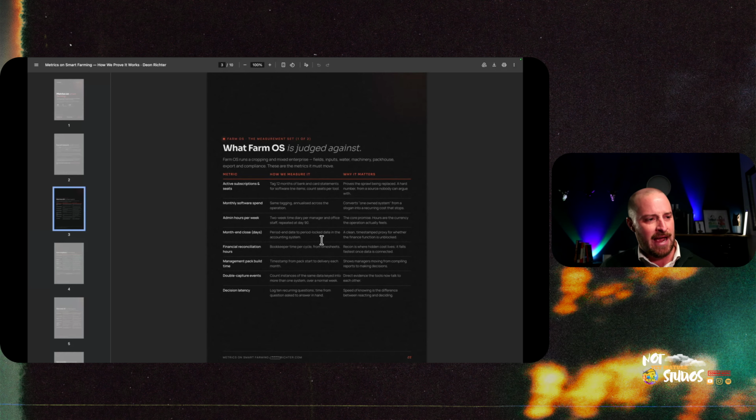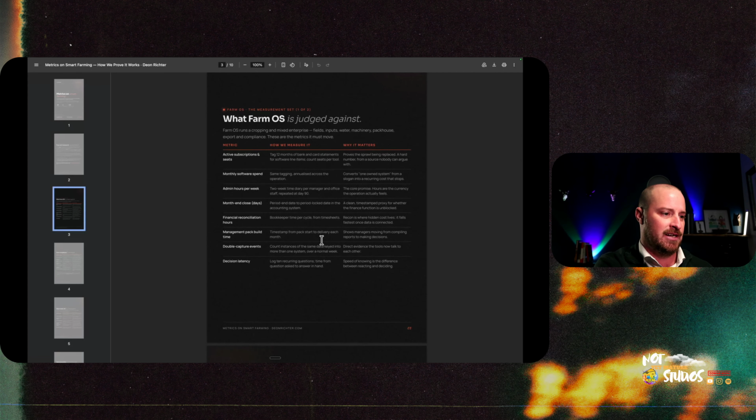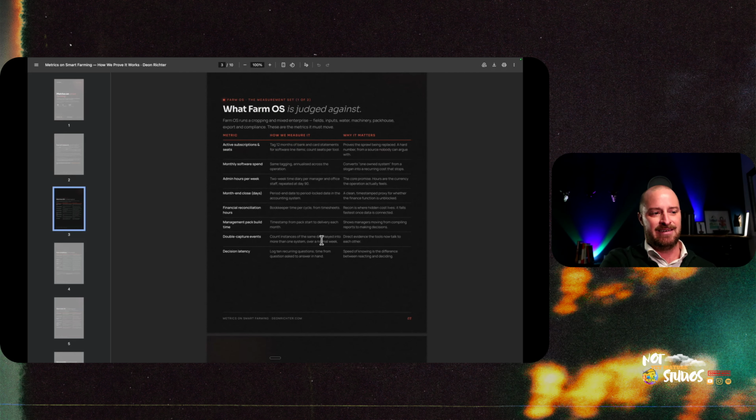But then we look at the monthly software spend, admin hours per week, month-end close, financial reconciliation, management pack build time, double capture events, and decision latency, meaning how fast a decision is made. Double capture events means if you need to capture the same data in different places, we want to take that away because it's unnecessary time, and build that into the MVP. And all of those things.